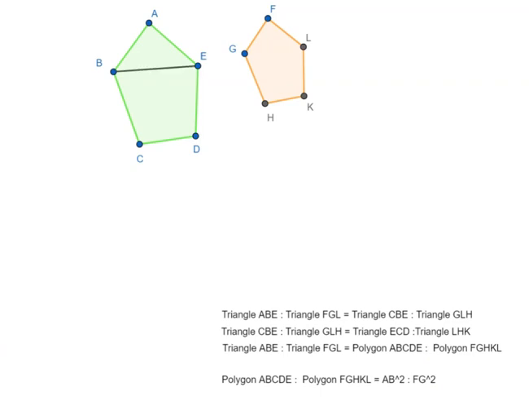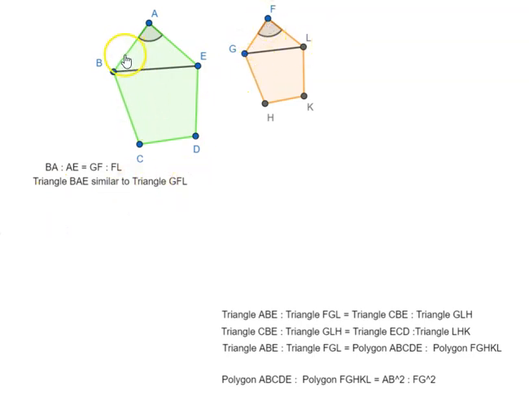Let's join BE and let's join GL. Since these are similar polygons, we know angle A would be equal to angle F. And since these are similar polygons, we also know that BA is to AE equal to GF is to FL. But restricting ourselves to these triangles, this and the fact that A is equal to F, we can say triangle BAE is similar to GFL.